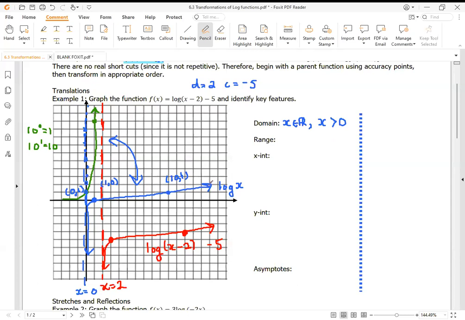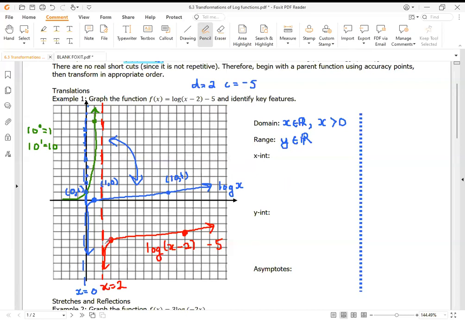For the range, the logarithm continues to go up. It goes up slowly, but it still goes up. The range could be anything. And that sort of makes sense. For the exponential, the domain could be anything, right? So for the logarithm, the range can be anything.